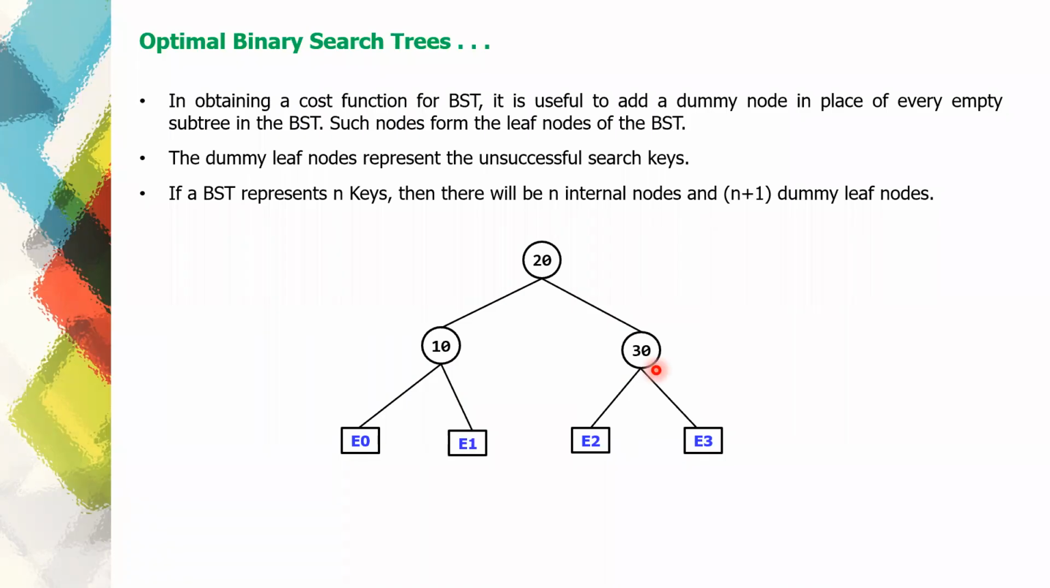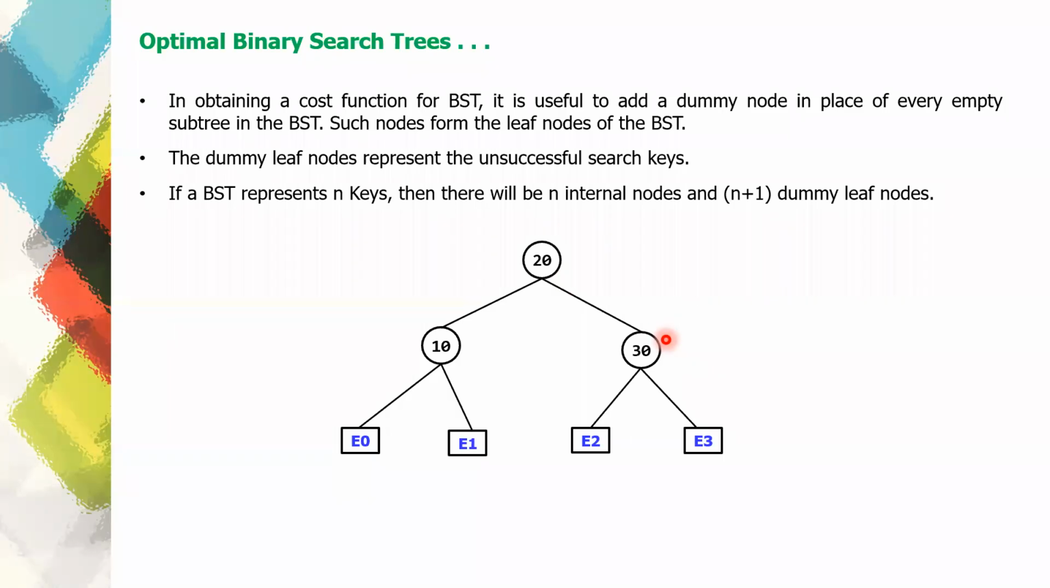I want all the successful searches to end at the internal nodes. What is a successful search? It is when I try to search for 10, 20, or 30. Because they are there in the tree, it will be a successful search. If I try to search for any other number other than 10, 20, 30, then it will be an unsuccessful search.